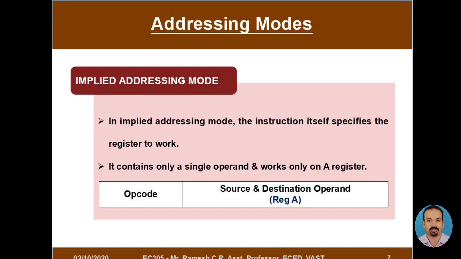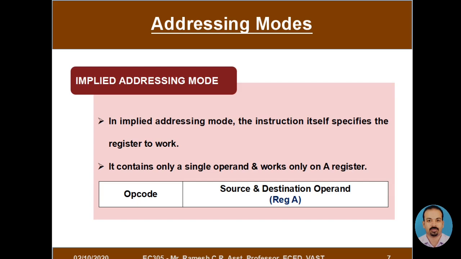Now we move on to the fifth type of addressing mode supported by the 8051 microcontroller, that is the implied addressing mode, where the instruction itself specifies the register to work on, and there is only one register which acts as both the source as well as the destination operand.